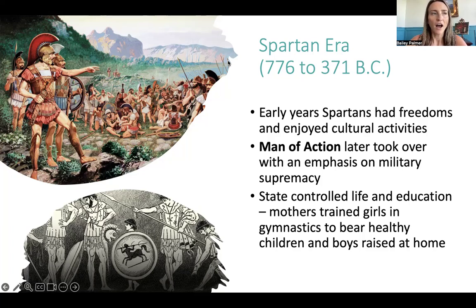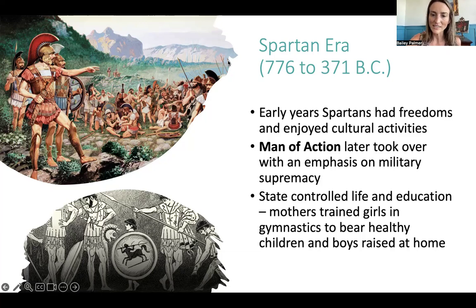In the early Spartan years, there was still a lot of freedom in this city-state, and it was not controlled by their government at this time. They enjoyed a lot of cultural activities, and men and women were free to practice and do whatever they wanted. But then as we move past 776, the man of action is what took over. And this man of action forced all the young boys and girls to start training physically, because they wanted the strongest military of this time. They wanted to be the strongest city-state in Greece.